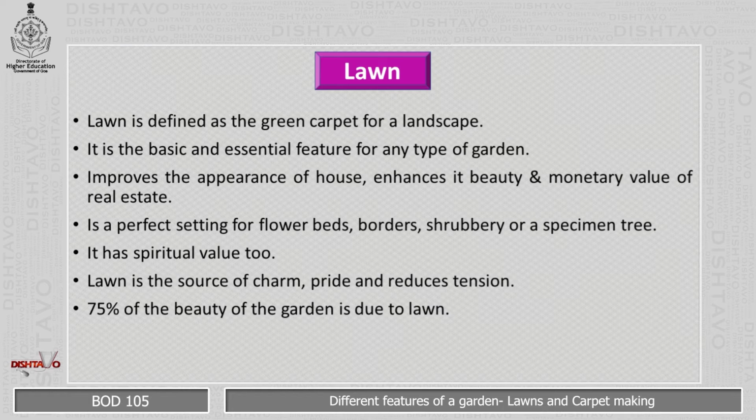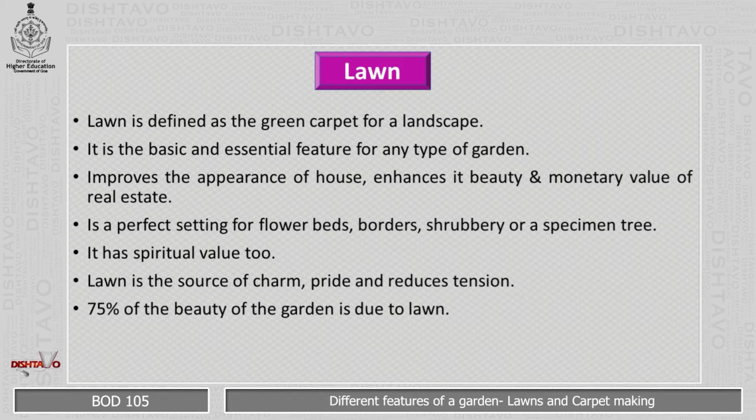Now, a lawn is defined as the green carpet for a landscape. It is a basic and essential feature for any type of garden. It improves the appearance of a house, enhances its beauty and the monetary value of real estate. It is a perfect setting for flower beds, borders, shrubbery or a specimen tree. It has spiritual value too.